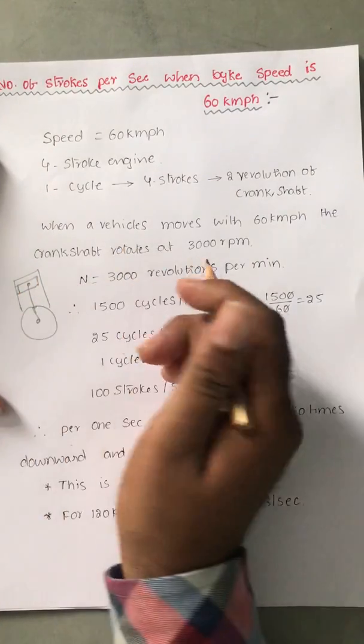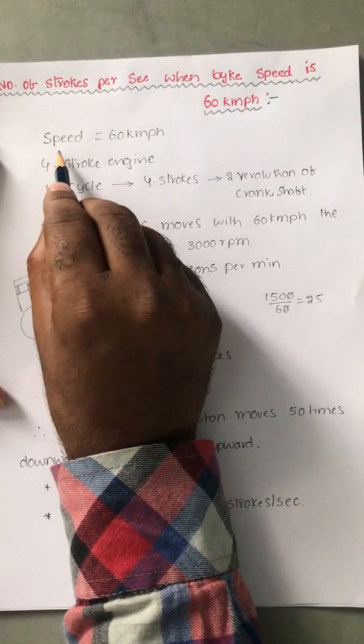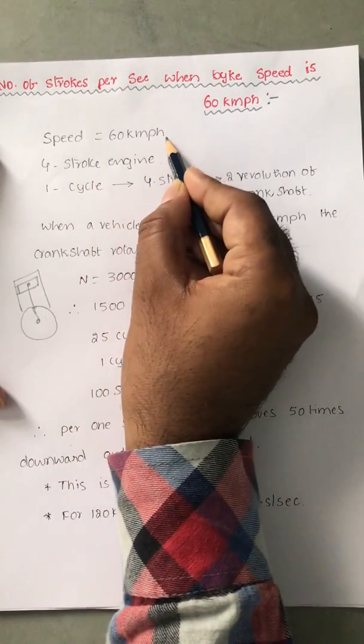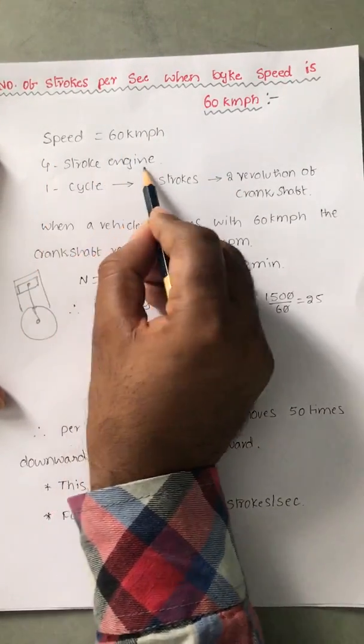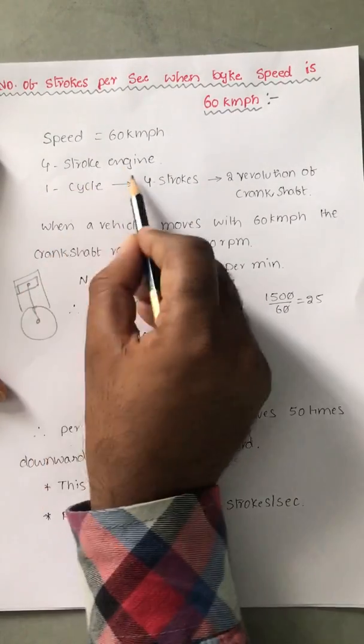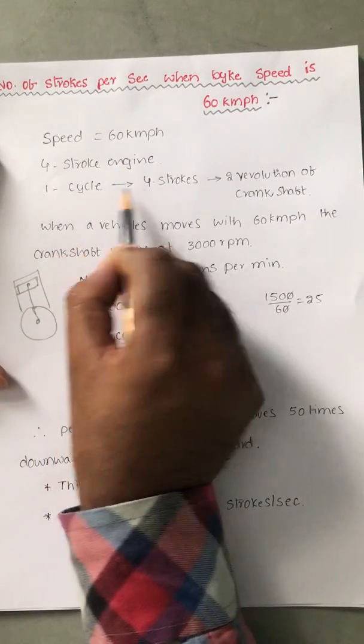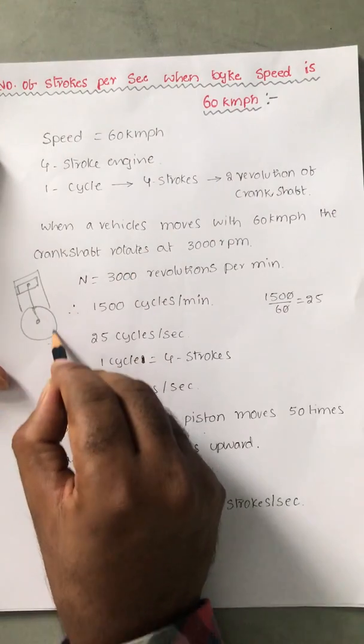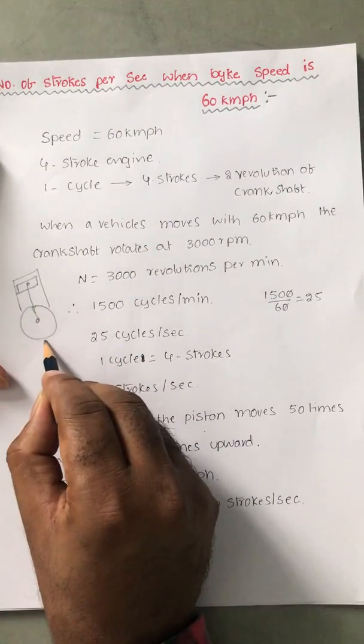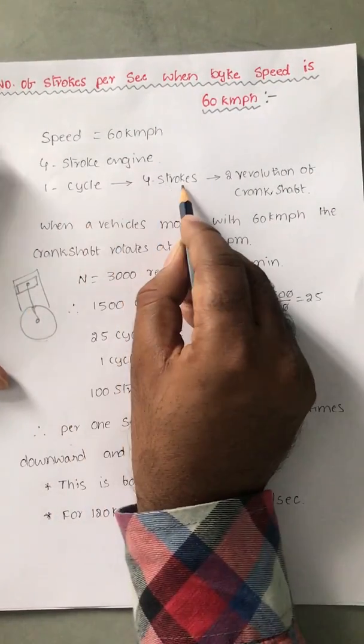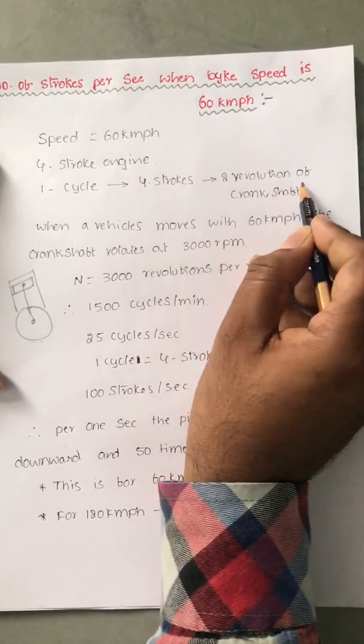That is the question. So here the data is speed is 60 kilometers per hour and a 4-stroke engine. Nowadays all bikes are 4-stroke engines. In a 4-stroke engine, one cycle means 4 strokes: suction, compression, expansion, exhaust. One cycle means 4 strokes. For 4 strokes, 2 revolutions of the crankshaft.